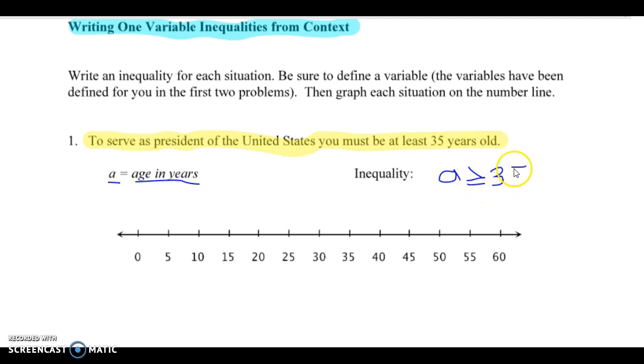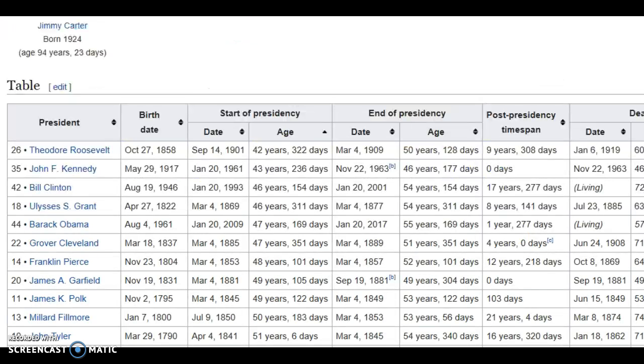Again, when we're using at least 35, that means A has to be at least 35, which also means it could be 35 or more, right? So here is 35. 35 is included. Okay, 35 is included. And we're going to shade in all the possible ages greater than 35. This is our solution set.